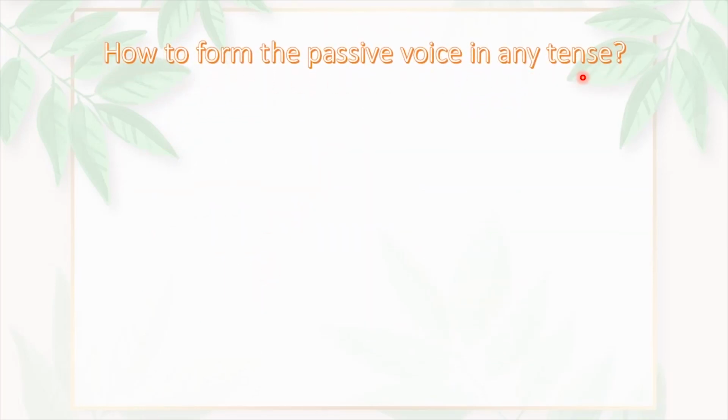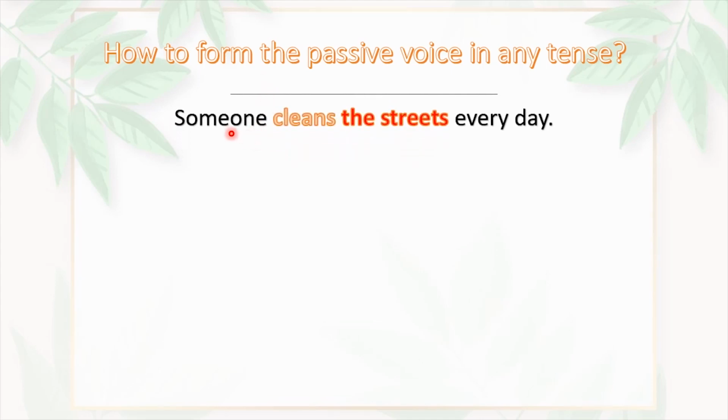Now, how to form the passive voice in any sentence? So keep in mind, we add be, and its conjugations. For example, someone cleans the streets every day. Someone is the subject. I don't know who, someone. Cleans is the verb. The streets is the object of the sentence.